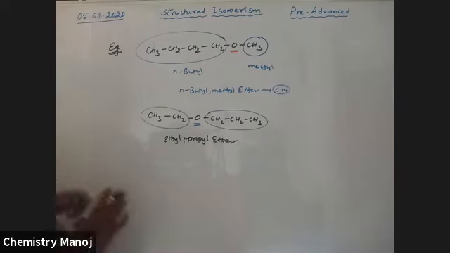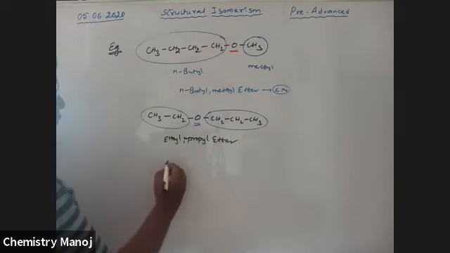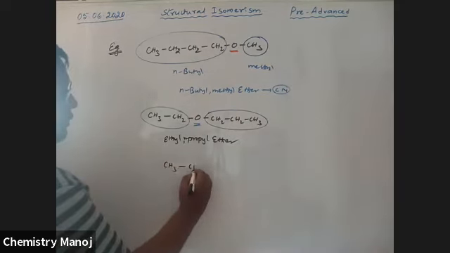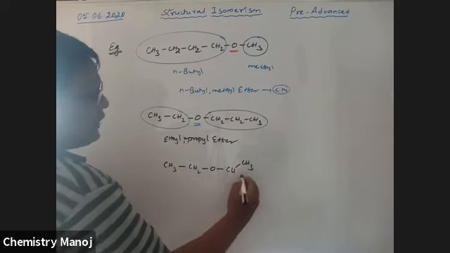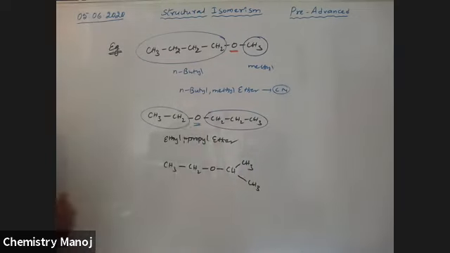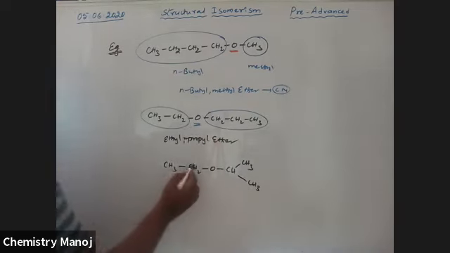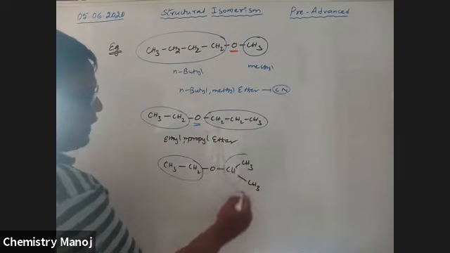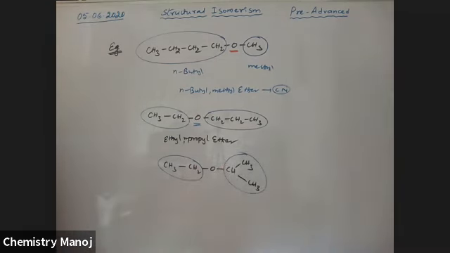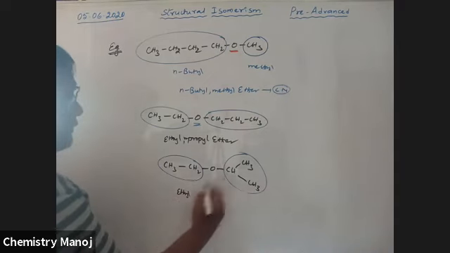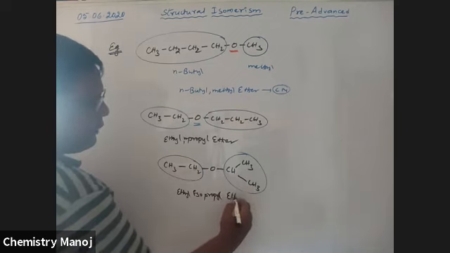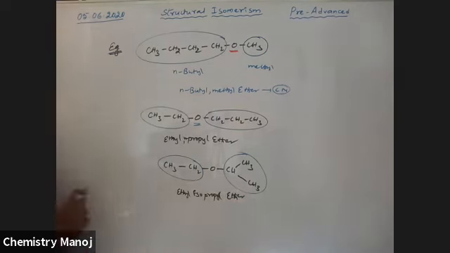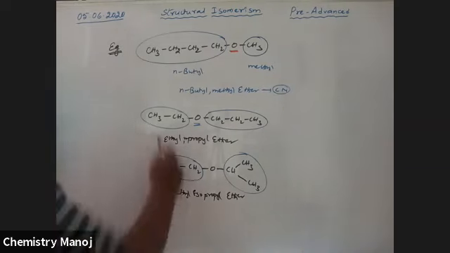So next, I am writing one more example. CH3CH2OCH(CH3)CH3. Here, these are the attached alkyl groups. Now the name: it is ethyl, it is isopropyl. Ethyl isopropyl ether.